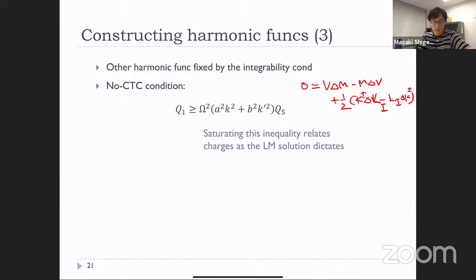And then you can also impose the no closed timelike curve condition, which says that this should hold. As far as this 4D/5D multicenter solution is concerned, you don't care as long as Q1 is satisfying this. But if you want some solution that comes from the Lumimotor geometry, then you have to saturate this solution. Then if you impose that condition, you're going to get a solution that corresponds to the helical profile.